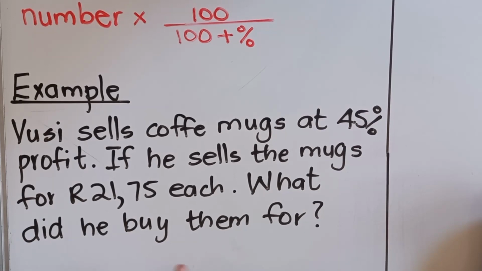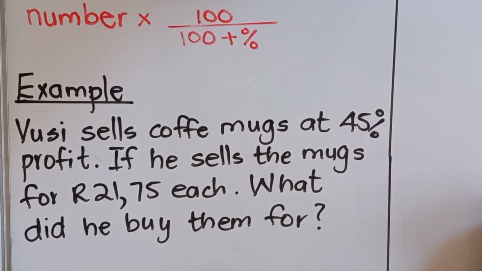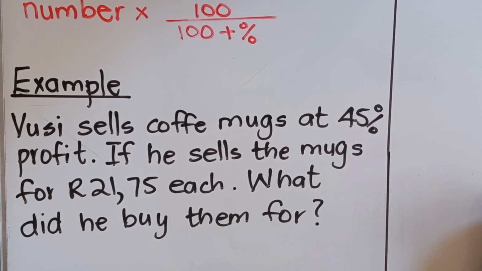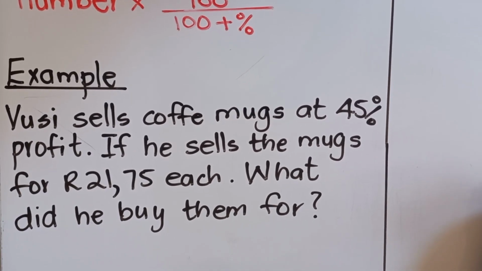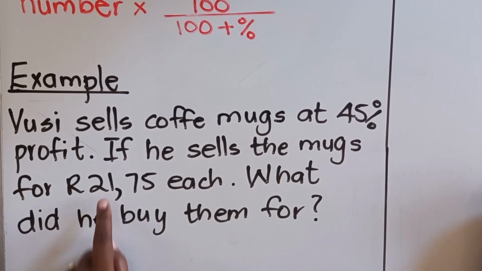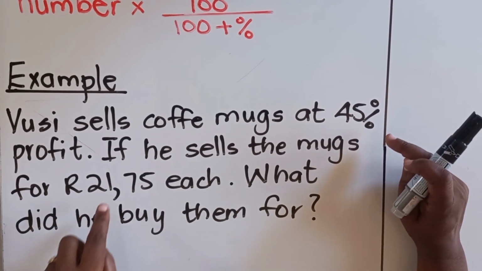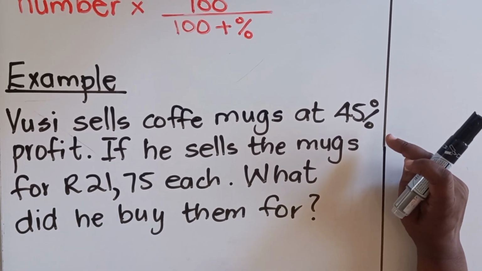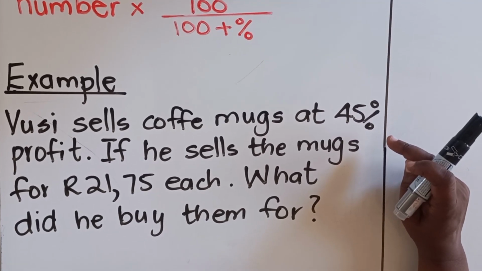They say Vusi sells coffee mugs at a 45% profit. If he sells the mugs for 21 rand 75 cents each, what did he buy them for? So this 21 rand 75 cents already has the 45% profit added. That's what somebody pays when they go to the shop and buy it. So now they want the original price that he bought it for, the cost price.